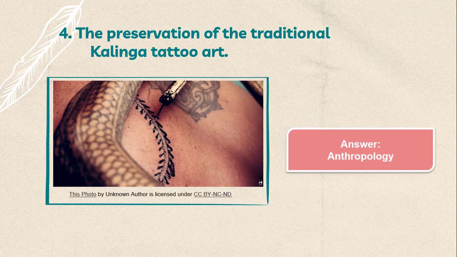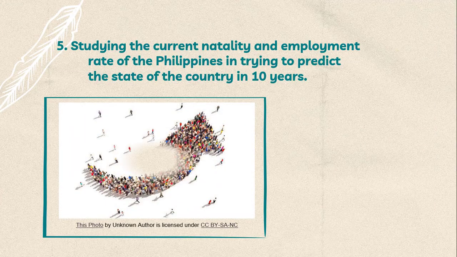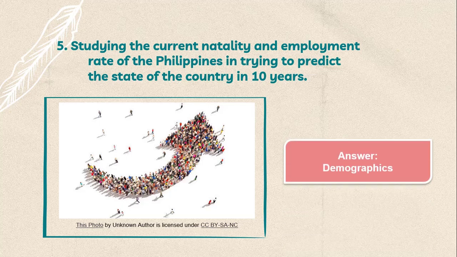The answer is anthropology. Kalinga tattoo art is one of the oldest traditional arts in practice here in the Philippines and is still preserved until today. Number 5. Studying the current natality and employment rate of the Philippines in trying to predict the state of the country in 10 years. The answer is demography. As demography is the study of population and the analysis of its different structures and dimensions, demography will help you in trying to predict the state of the Philippines in 10 years' time.